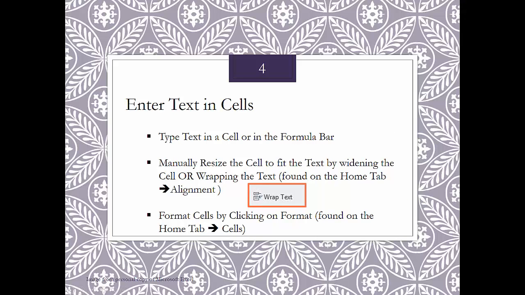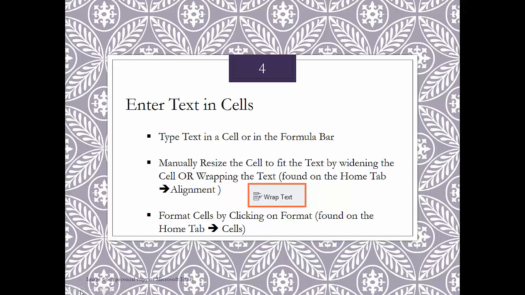Our fourth example was on entering text in cells, and I provided you with a lot of information about how you could enter text in your cell or the formula bar. We also pointed out how you could manually resize the cell to fit the text by widening the cell or by wrapping the text, and that feature is found on the Home tab in Alignment. And finally, you can format your cells by clicking on Format. That's found in Home tab and Cells.